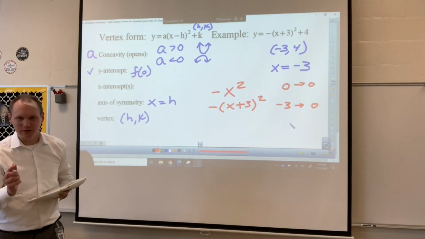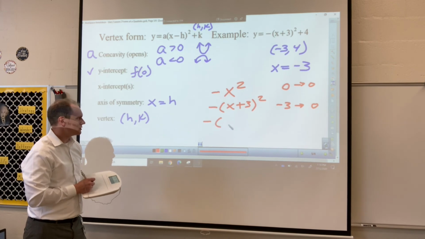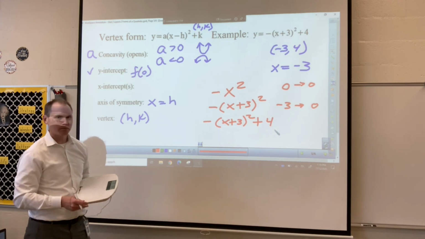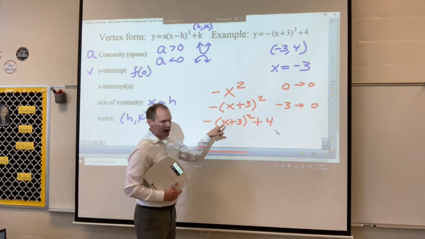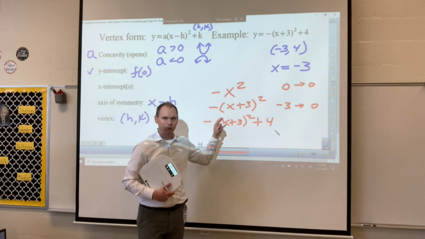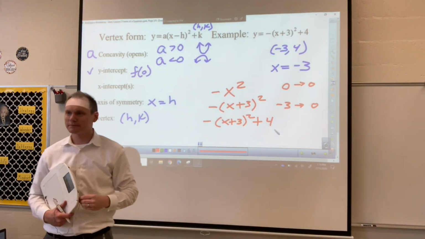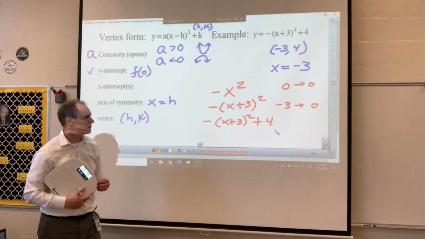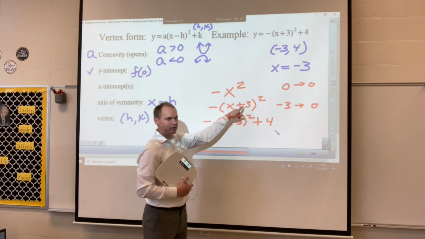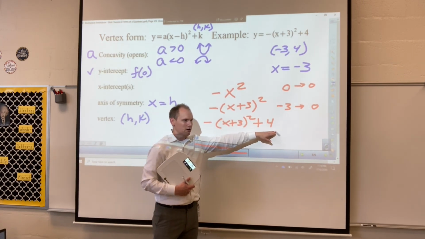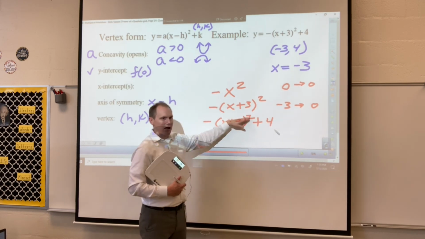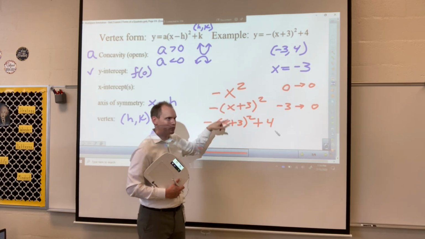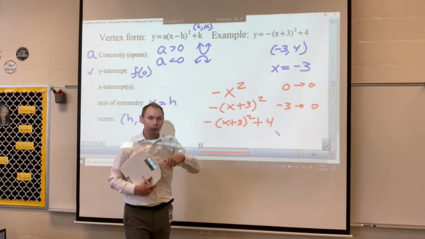Last one here. Y'all stick with me just for another minute, because we're going to do one more of these. Negative (x plus 3), so that stays the same, squared, plus 4. What value of x could I put in here that would maximize the output? Isn't this the same as this, which is a plus 4 out here? Yes, so I'm adding 4 to every output of this, right? So if -3 maximizes this, then wouldn't it also maximize this? Yes. But the output is different now, right?